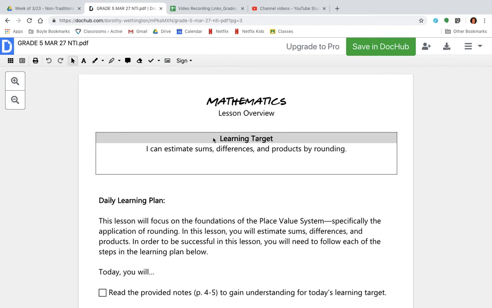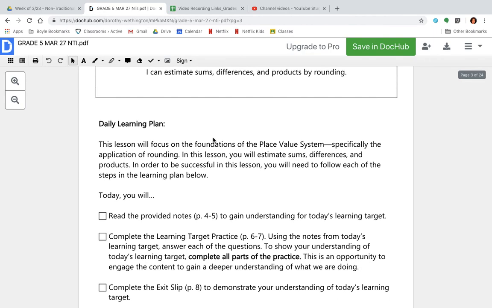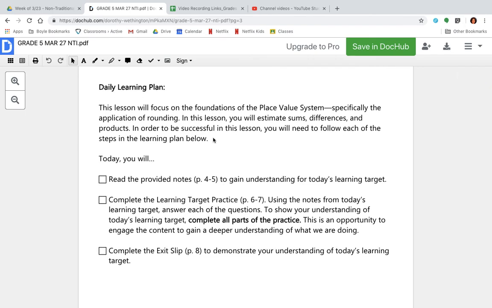Learning target. I can estimate sums, differences, and products by rounding. Daily learning plan. This lesson will focus on the foundations of the place value system, specifically the application of rounding. In this lesson, you will estimate sums, differences, and products. In order to be successful in this lesson, you will need to follow each of the steps in the learning plan below.